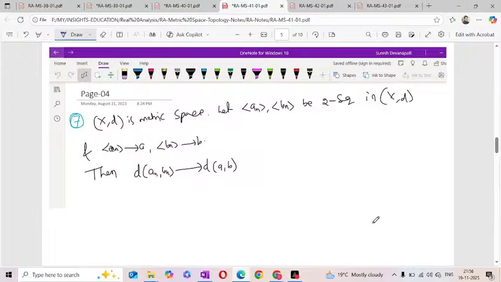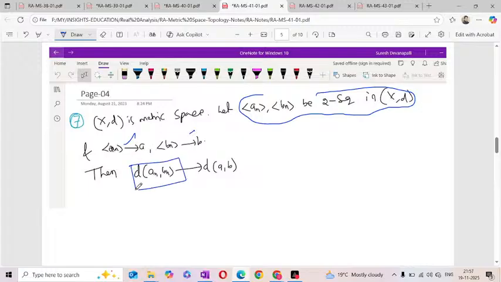Next one, this is the direct one. Suppose X comma d is a metric space and an and bn are two sequences. Suppose an converges to a and bn converges to b. Then the distance d of an and bn also converges to d of a comma b only.